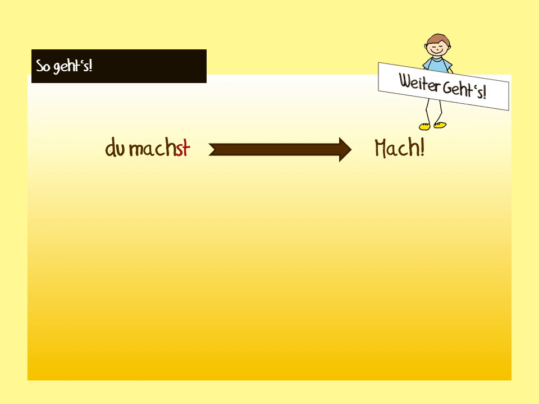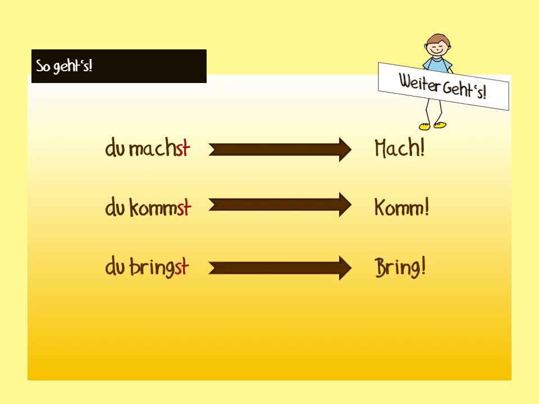Conjugate it with du, get rid of the du, get rid of the st, and here it is, mach. Let's try the next one. Du kommst, get rid of the du, get rid of the st, komm. Next one. Du bringst, bring. Du gibst, gib. And it's important that you use the du form and not just your infinitive, because your infinitive will not always get you to the right place. For example, here your infinitive is geben, and it's not geb, but it's gib. Okay, so make sure that you use your du conjugation before you drop that st. Okay?